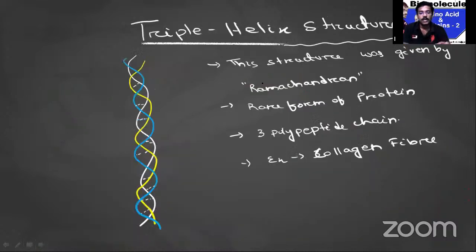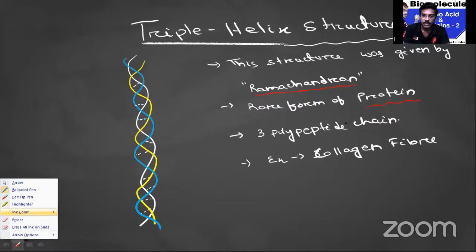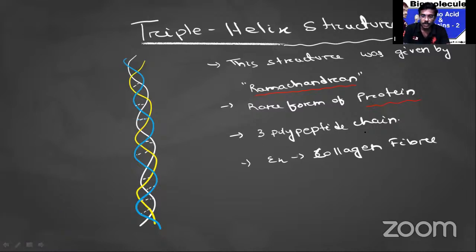Okay. The last structure of the protein is the triple helix structure of the protein. This structure was given by the scientist Ramachandran, and this is a rare form of protein. It has 3 polypeptide chains. This is the first polypeptide chain, this is the second polypeptide chain, and this is the third polypeptide chain.